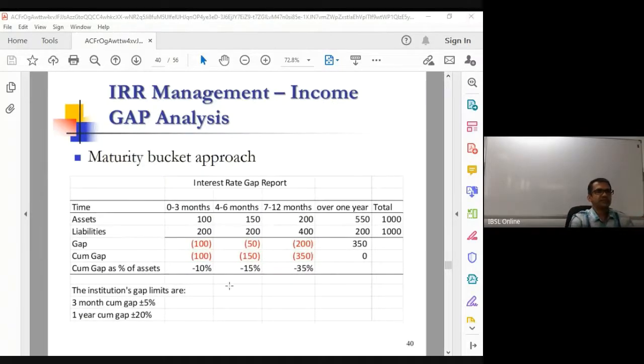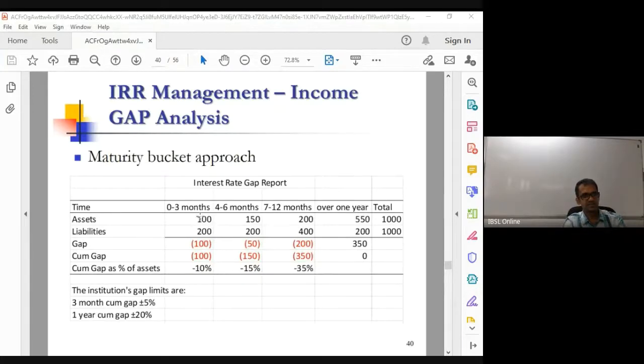So here we consider an example about how we use the maturity bucket approach to assess the net impact on the net interest income. In the previous example, we considered only the 0 to 1 year time period. Here we have divided the assets and liabilities into 4 time buckets: 0 to 3 months, 4 to 6 months, 7 to 12 months, and over 1 year.